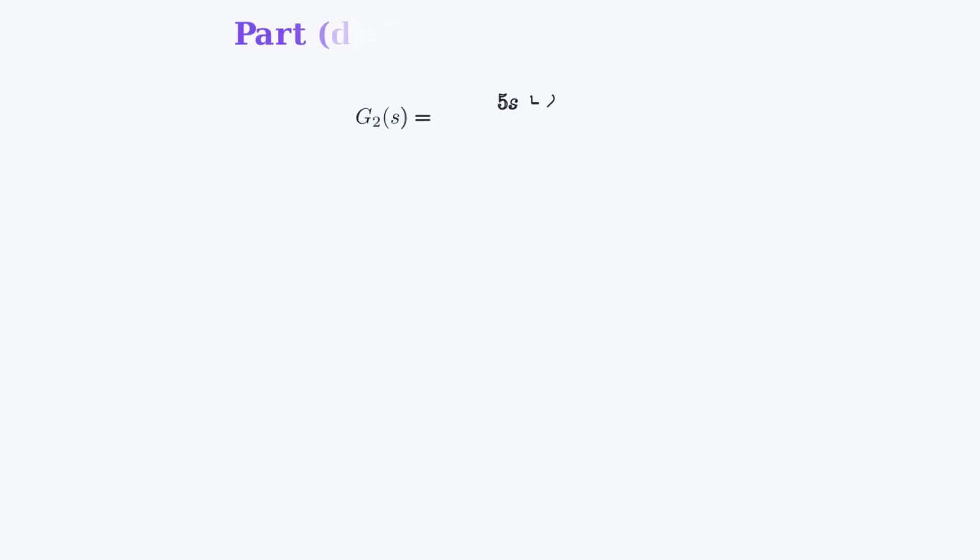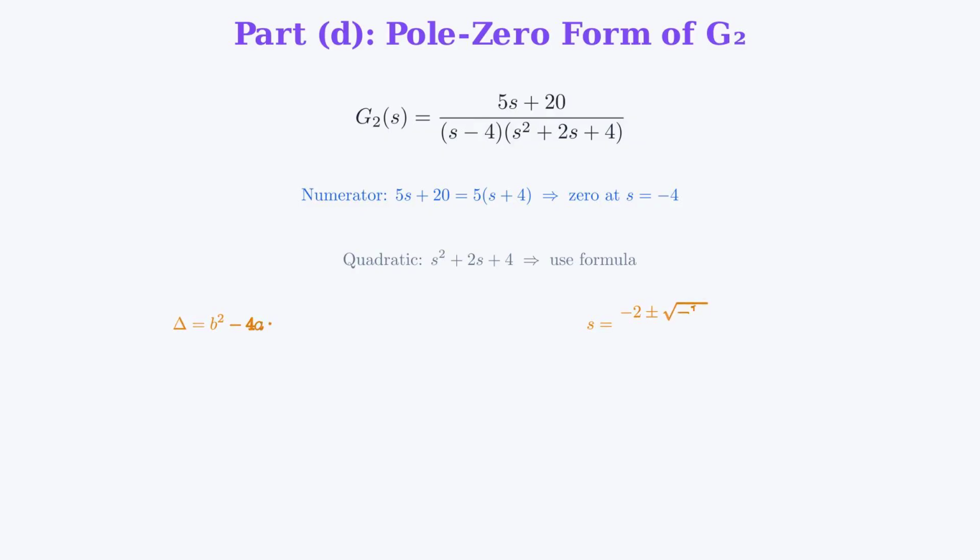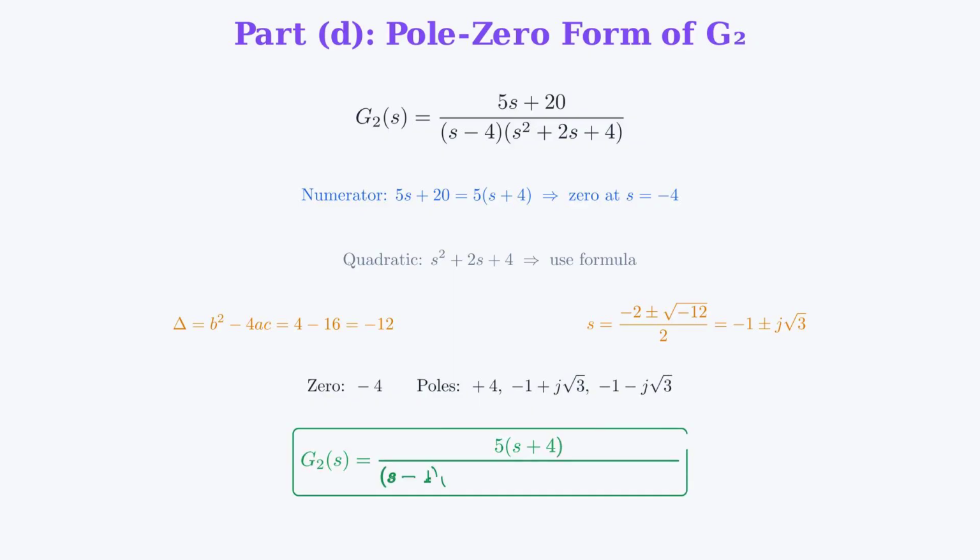Part D. Pole zero representation of g2. We need to find all the zeros and all the poles of g2 explicitly. g2 of s equals 5s plus 20 divided by s minus 4 times s squared plus 2s plus 4. First, factor the numerator. 5s plus 20 equals 5 times s plus 4. So g2 has a single zero at s equals minus 4. For the poles, we already have one factor s minus 4, giving a pole at s equals 4.